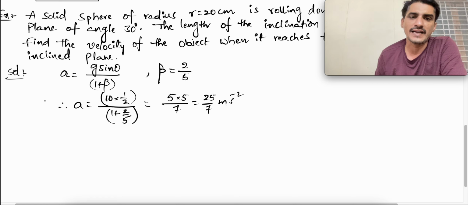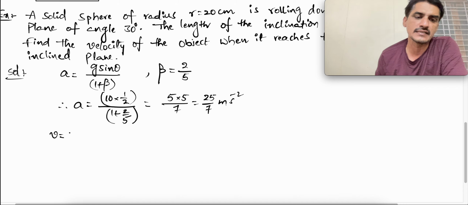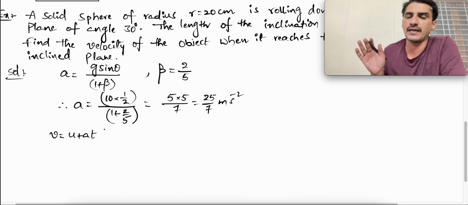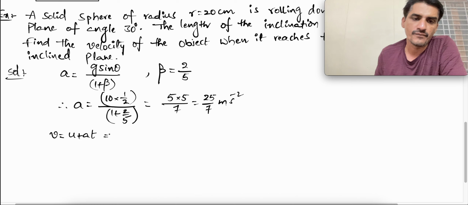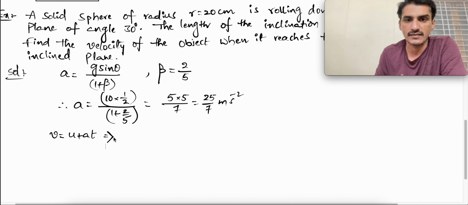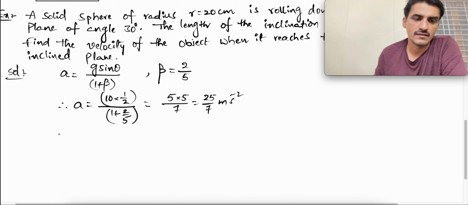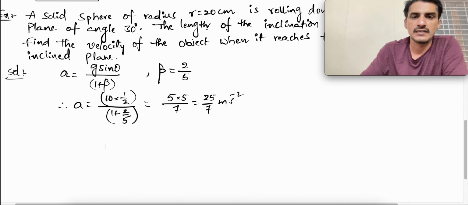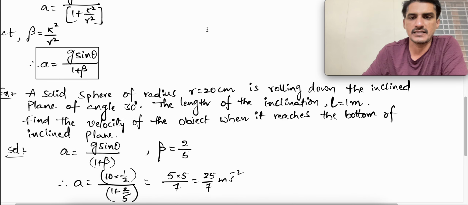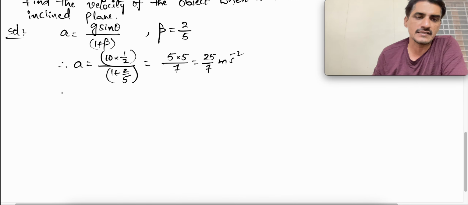So now if you want to find the velocity when it reaches the ground, we can say v is equal to u plus at, just applying equations of motion. No, we don't know the time taken, right? Do we know the time taken? No. So first let us discuss another formula. Distance is given now, the length of inclination is given, yes or no? Here the length of inclination is given, L is equal to 1 meter, right? Now S is equal to ut plus half at square.